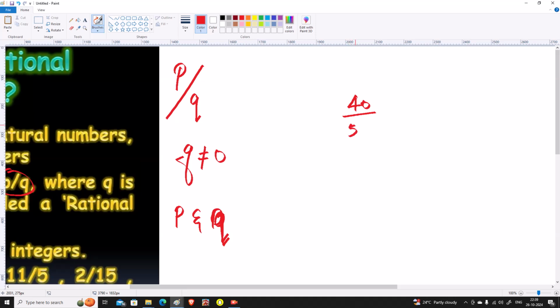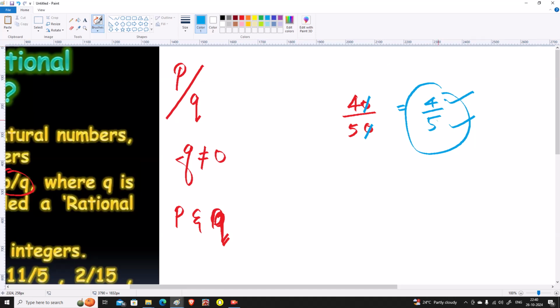For example, 40 by 50, and check whether it is in the lowest form or simplest form or least form. Yes, it is not, so we are striking it down. Now we are getting the answer 4 by 5. So now 4 and 5 are co-prime. They have only 1 as a common factor. That's why we are saying 4 by 5 is a rational number.